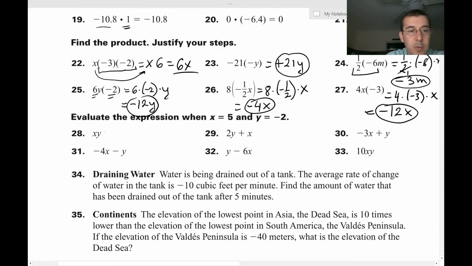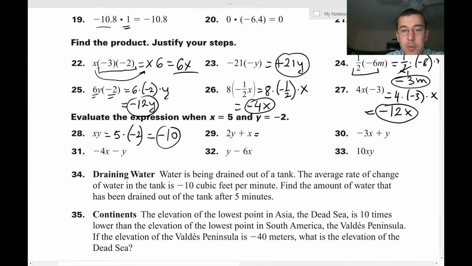So x times y, x is 5. So we have 5 times y, which is minus 2. Here we have two real numbers with different signs, so the product is negative. 5 times 2 is 10, so minus 10 is the answer.